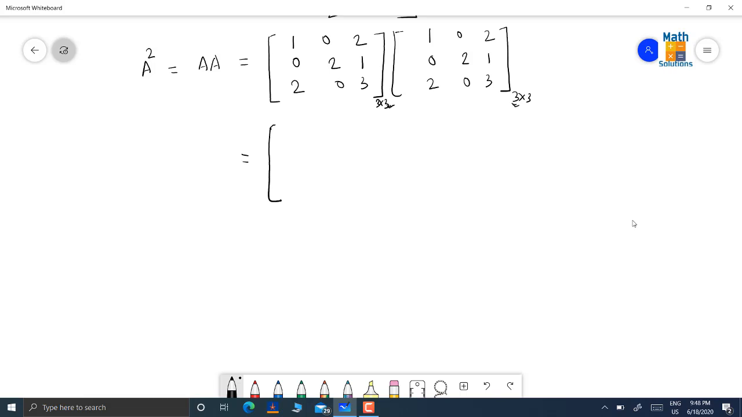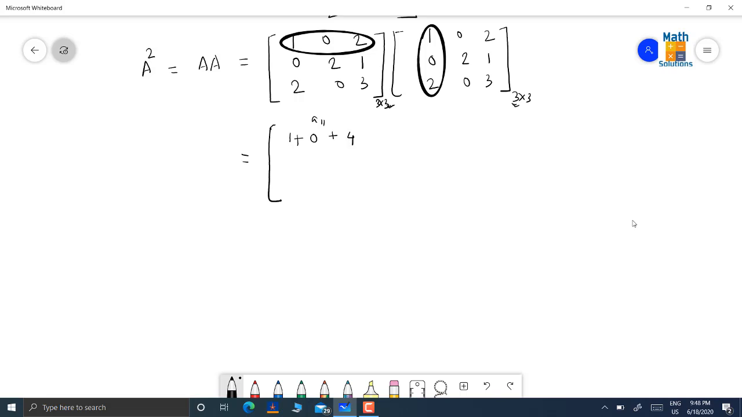So while multiplying, for getting a11 position, we have to find out product of the corresponding elements of this first row of the first matrix and the first column of the second matrix. So let us find out the product of the corresponding terms and put plus sign in between. So 1 into 1, plus 0 into 0, it is 0, plus 2 into 2, it will be 4.